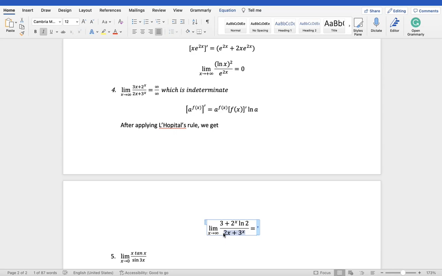Two plus 3 exponent x ln 3. Right? So you guys are getting it. So that's good. And so now, when you substitute in the value of infinity, what do you get?